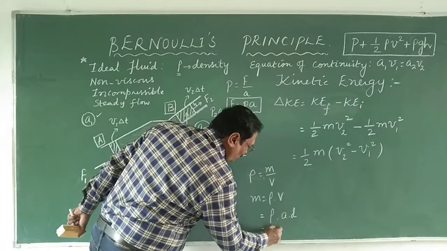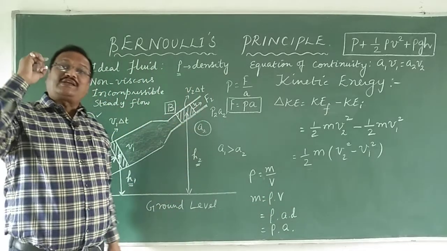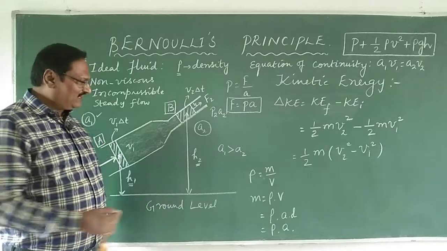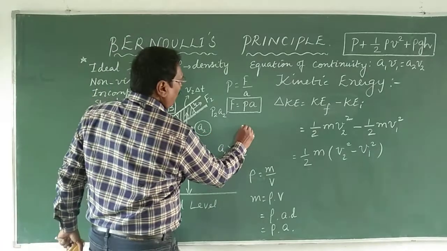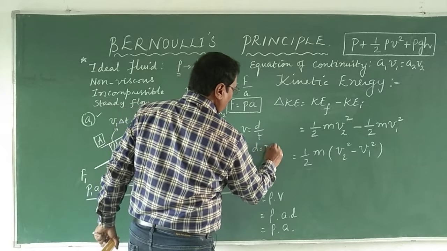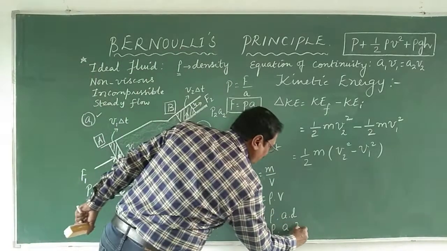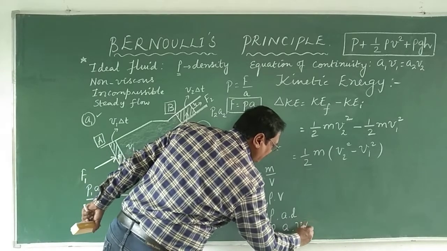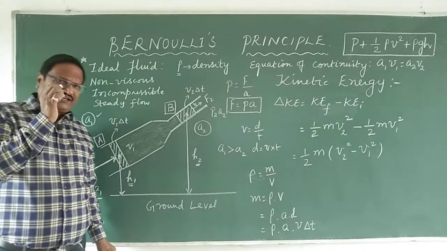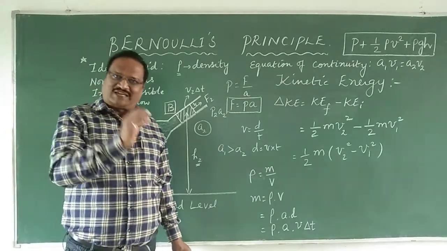That is equal to rho into A into... Again, we express the distance to travel in terms of velocity. And we know that velocity is equal to distance upon time. Distance is equal to velocity into time. Velocity at this point is v1. So v into delta t, I am going to say. V into delta t. Delta t, why? We are measuring for a small amount of time.